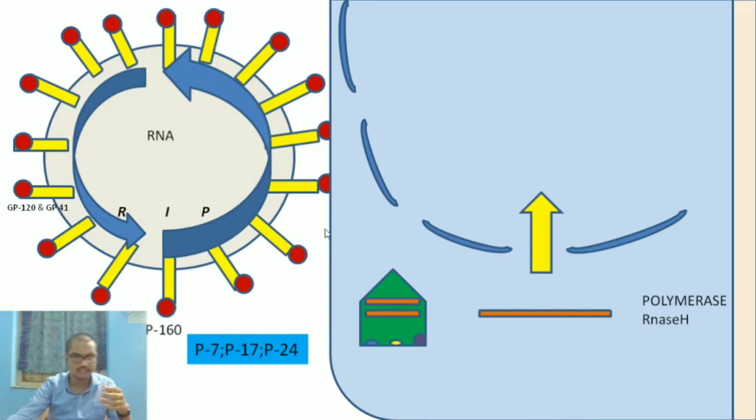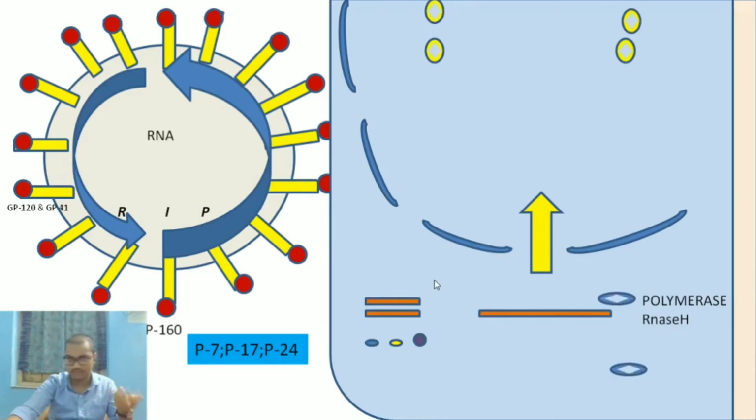Once the capsid enters the cytosolic region of the CD4 plus cell, our CD4 plus cell will recognize this capsid as a foreign particle. To damage these foreign particles, the CD4 plus cell will release protease enzymes, and by the protease activity the whole structure of the capsid will be destroyed. As the capsid is destroyed, the remaining portion, the two single-stranded positive RNA along with reverse transcriptase, integrase, and protease, will be released into the cytoplasm of this CD4 plus cell.